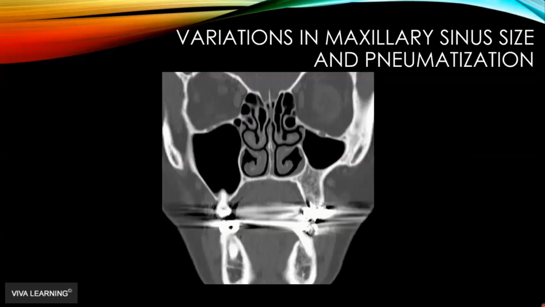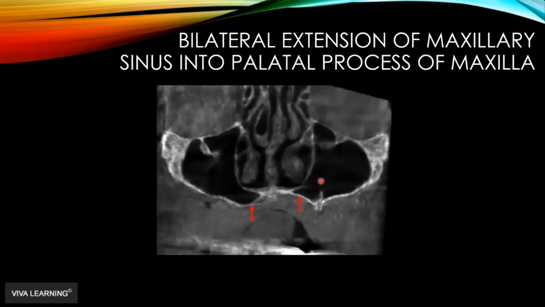Variations in the size of the maxillary sinus. Maxillary sinus should normally come down to about the level of the inferior border of the nose. But sometimes we'll just see small maxillary sinuses. This is a healthy sinus. It's just hypoplastic. Sometimes it can be the opposite. It's extremely pneumatized. So you can see this sinus is being pneumatized underneath the nose here.